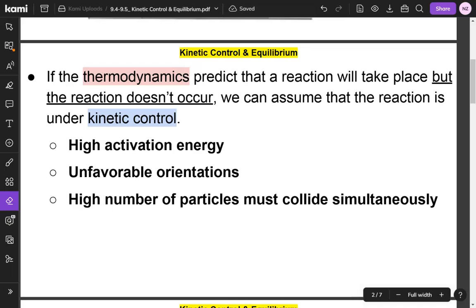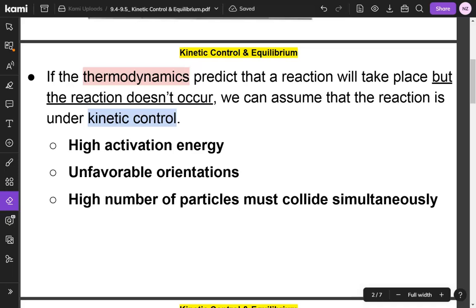Kinetic control means that you have a very high activation energy. So in order for the reaction to take place, the bar is set really high. You need a certain threshold of energy that can't be met, or it requires a very high amount of energy to be met. Unfavorable orientations. So in order for the particles to collide, remember you have to have them line up a certain way. So if they're not doing that, those would be unfavorable orientations.